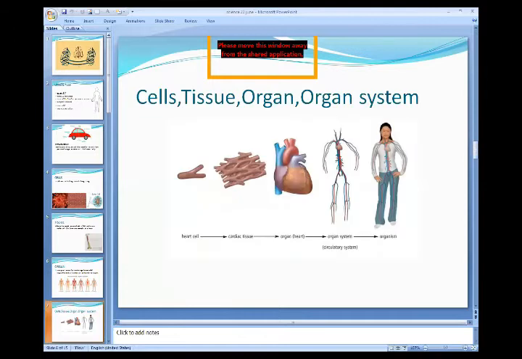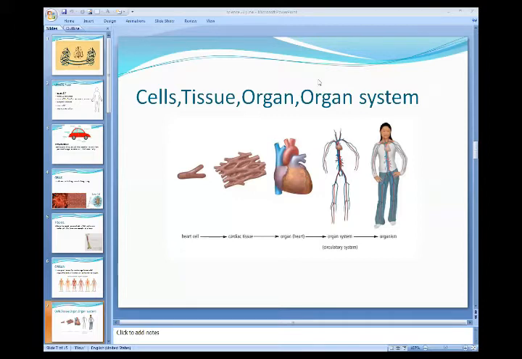Now, okay, the next slide, here you can understand how cells form an organism. First, a heart cell is there, it makes the tissue, and tissue makes the organ, and organs make the circulatory system of the body. And now these different systems make our organism. These all systems are very important, but today we will discuss the skeletal system.